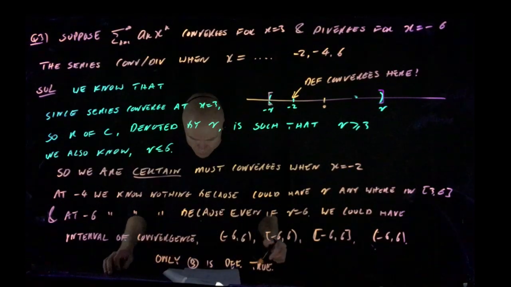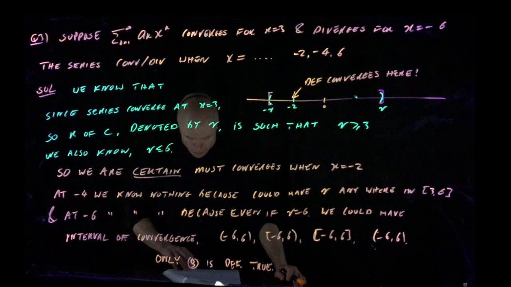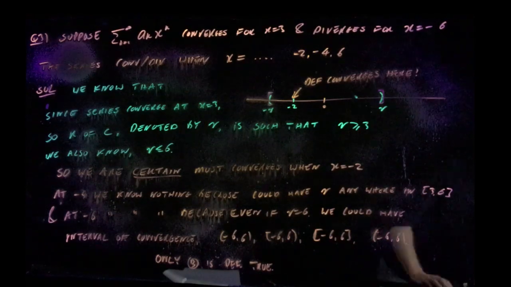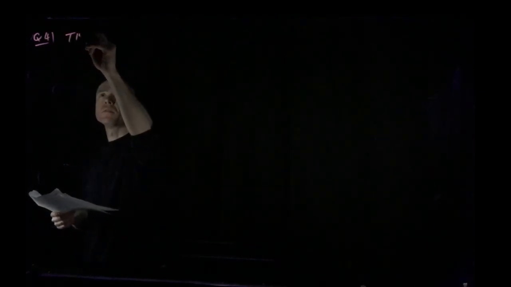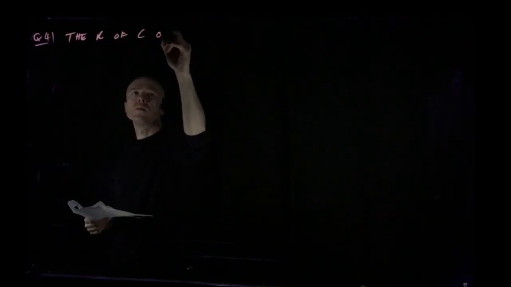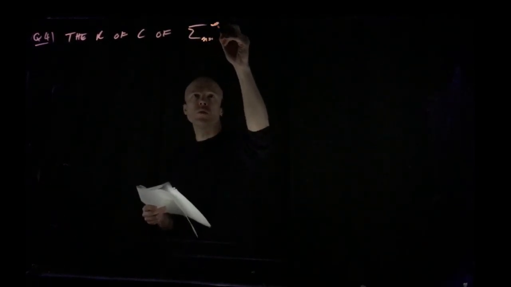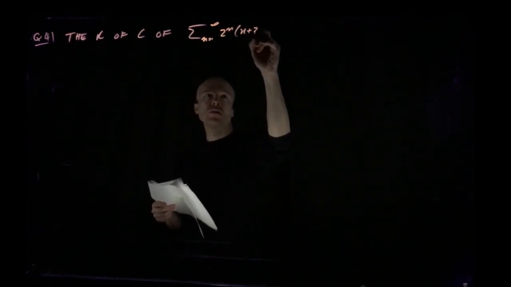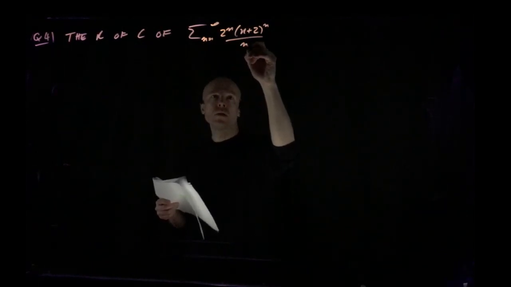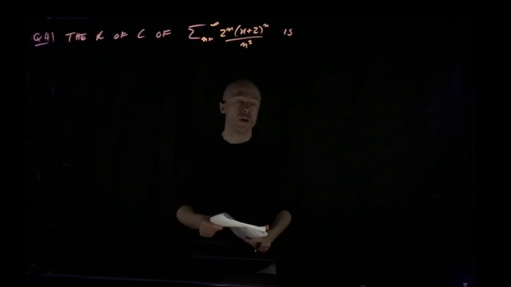Okay. Let's just do one. Four. The radius of convergence of this power series, the sum from n equals 1 to infinity of 2 to the n times (x plus 2) to the n over n squared is, and then it gives us a bunch of options.